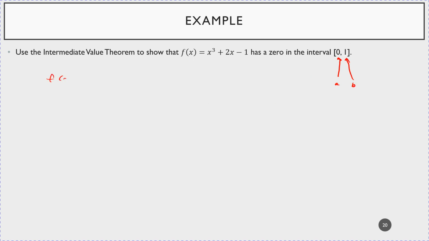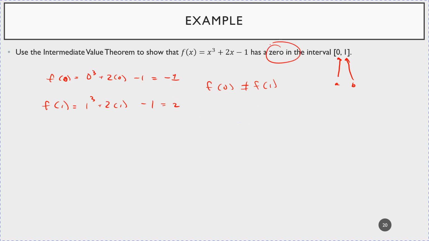Well, look here. If you plug in f of 0, okay, you get 0 cubed plus 2 times 0 minus 1. You get negative 1. If you plug 1 in, okay, you get 1 cubed plus 2 times 1 minus 1. All right, well, 1 plus 2 is 3. You get 2. So look, I have no idea what this graph looks like, but f of 0 is not equal to f of 1. So what that means is there has to be a value between negative 1 and 2, which is the 0.